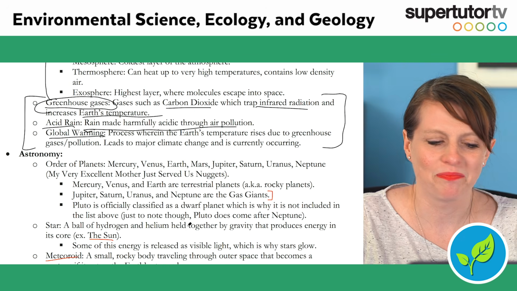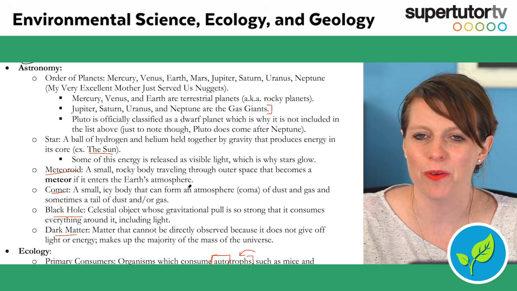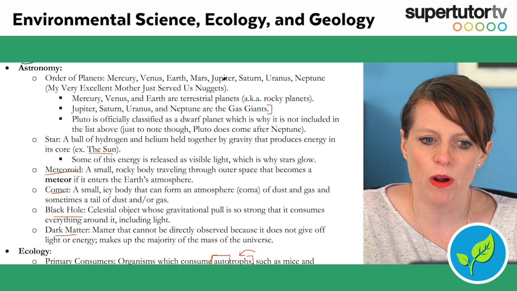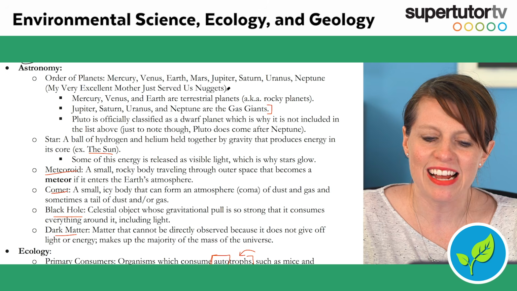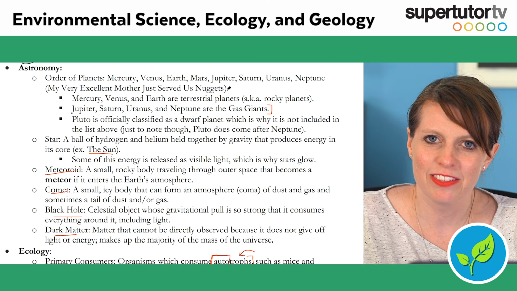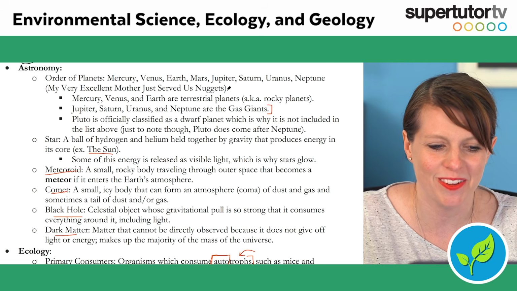Let's talk astronomy. On a recent ACT, students had to know the order of the planets to get one of the questions right. Mercury, Venus, Earth, Mars, Jupiter, Saturn, Uranus, Neptune. My very excellent mother just served us nuggets. There's a way you could remember it. There might be others, I'm sure you have more. If you have more, feel free to post them in the comments below this video.